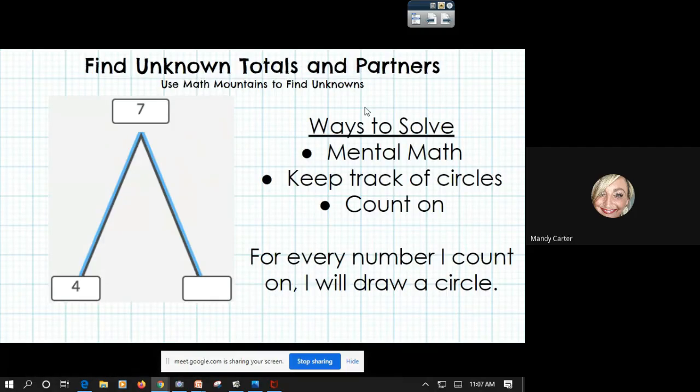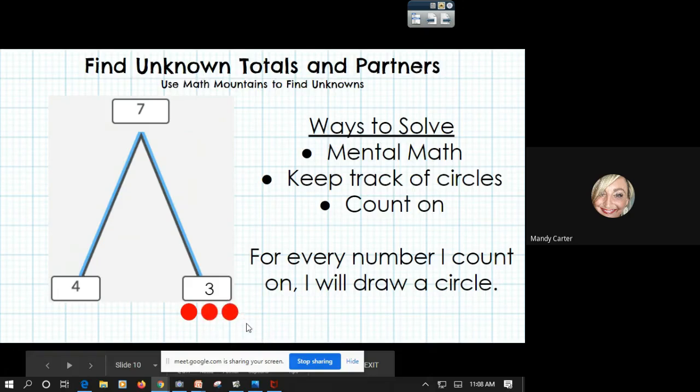Now, many times I've told you that there's lots of ways to solve math problems. You can do mental math, where you know the answer in your head. You can keep track with circles, and you can count on. All of these are math strategies. And I did that for you when I showed you the 7 blocks, and then we had 4 here, and I drew the circles. So I said 4, 5, 6, 7. And this is showing you that way again.